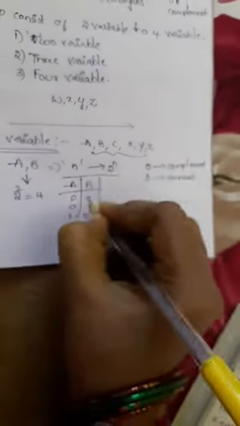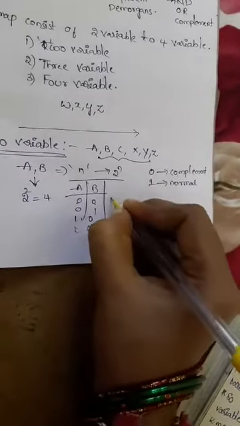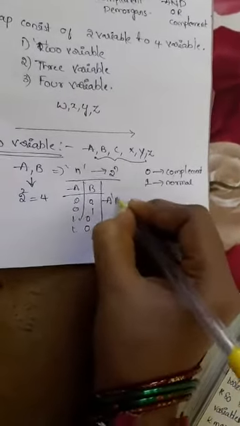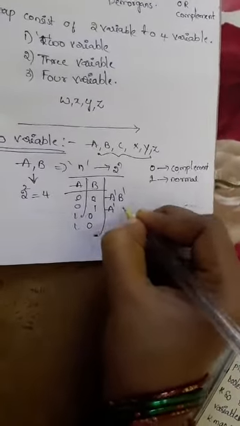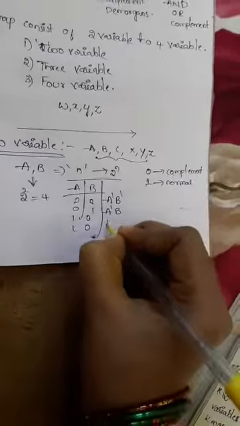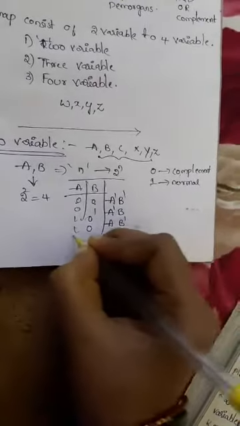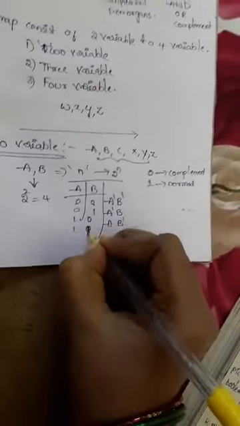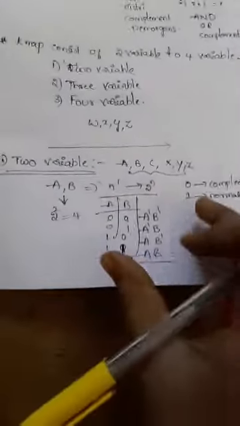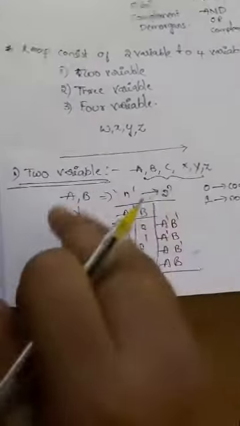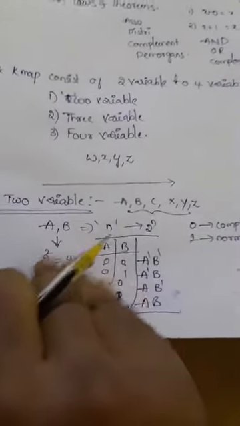Now write it this way. 0 0: A is complement and B is also complement. 0 1: A is complement and B is normal. 1 0: A is normal and B is complement. And 1 1: A is normal and B is normal. So these are the possibilities we get if we have two variables.